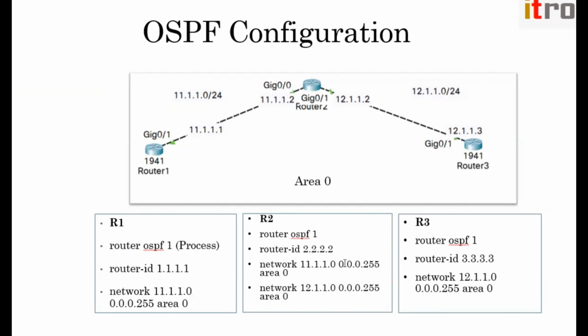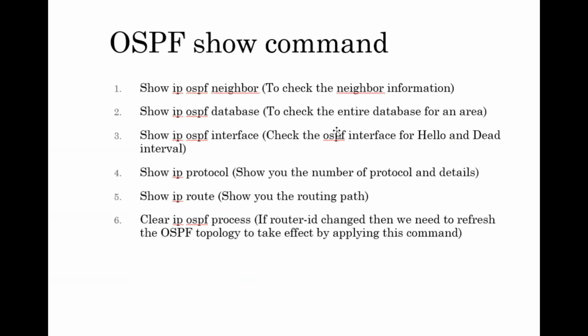Once we configure this, routing will be enabled. After that, we can send traffic to R1, and the traffic will travel via R2 and R3, and in this way it will go to the destination network. Now we can apply some show commands. Let's say show ip ospf, and show ip ospf neighbor, with which we can check the neighbor information. Show ip ospf database lets us check the entire database for an area. With show commands we can verify all the configurations and other information as well.